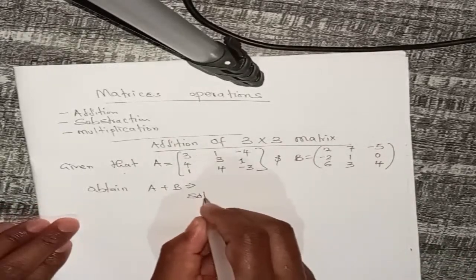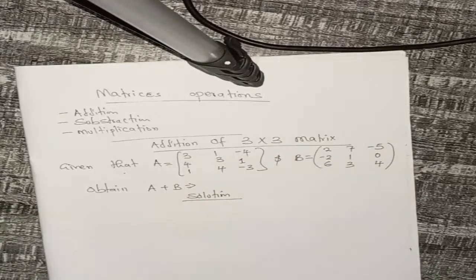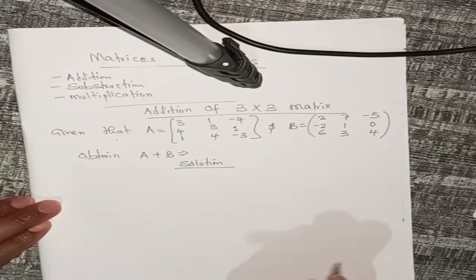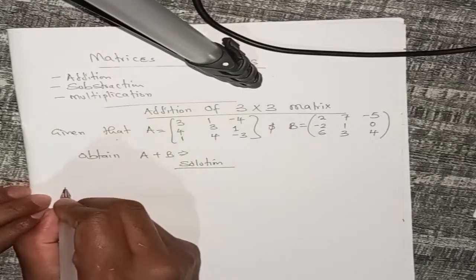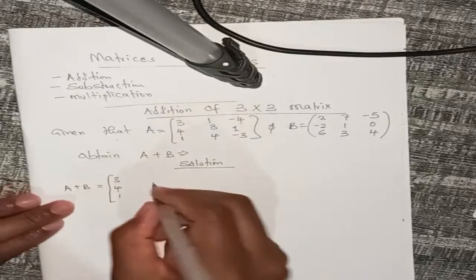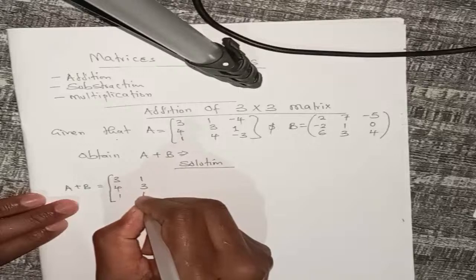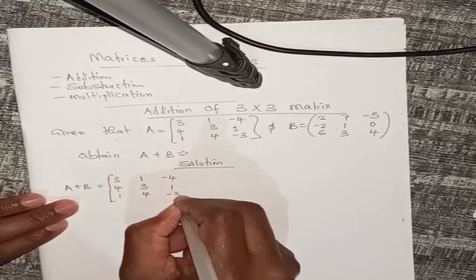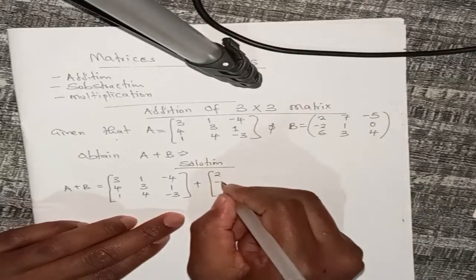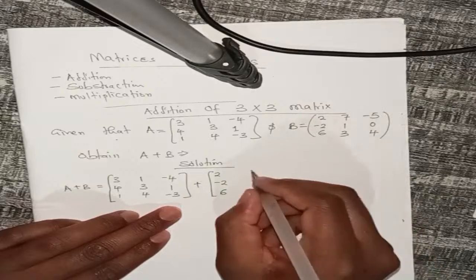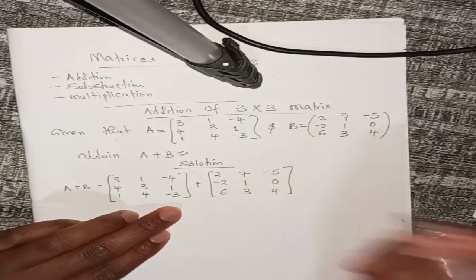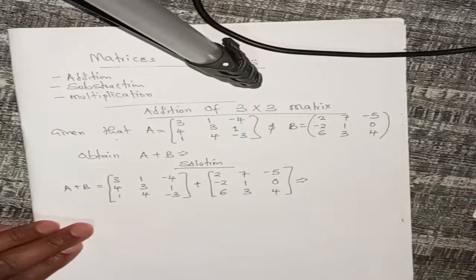To obtain A plus B, the solution is to perform a simple arithmetic, the arithmetic of addition. A plus B is equal to 3, 4, 1, the components of matrix A, 1, 3, 4, minus 4, 1, minus 3, we add to the components of matrix B, which are 2, negative 2, 6, 7, 1, 3, then minus 5, 0, 4.